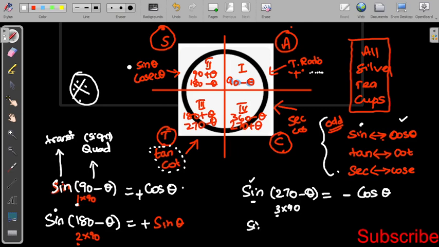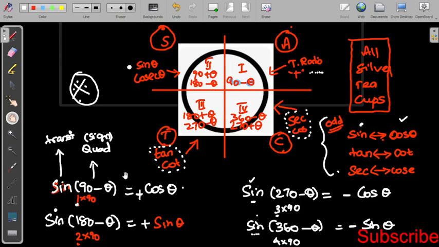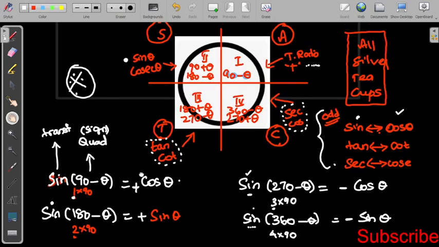Let's see the next one, sine 360 minus theta. So here you can write 4 into 90. So 4 is an even one. So just you can write the sine as sine theta. And 360 minus theta lies in the fourth quadrant. There you can see secant and cos alone will be positive. So sine is there negative. So in this way you have to find the remaining ones. Just you can see the next one also.